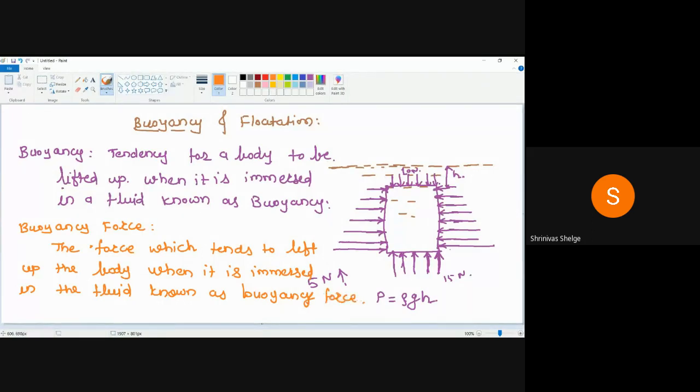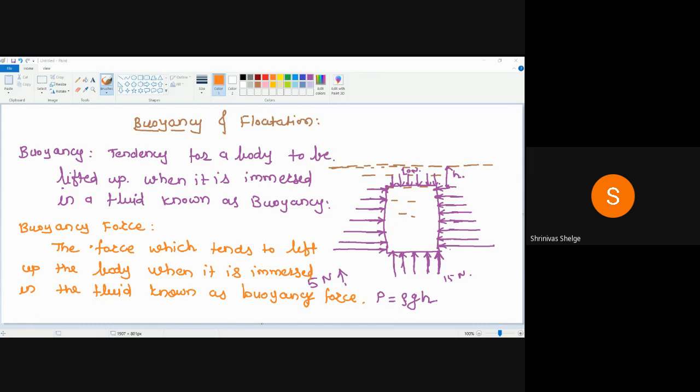So the tendency is nothing but buoyancy, and the force which tends to lift up the body when it is immersed in the fluid is nothing but the buoyancy force. Correct. So this is all about the buoyancy and buoyancy force. So is it clear? Yes, sir. Yes, correct. So buoyancy and buoyancy force.